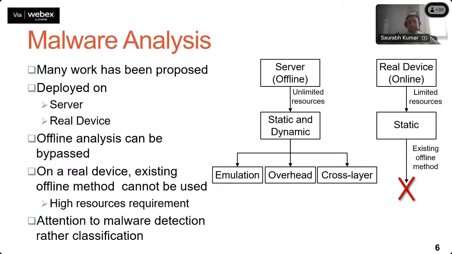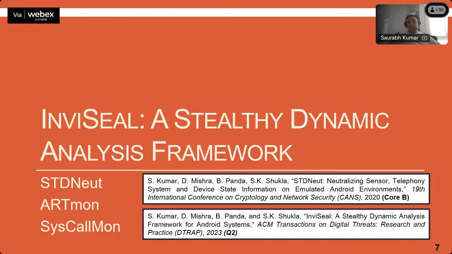Okay, so let's see what we can do. There was a framework that we developed some time long back, designed to provide a stealthy capability. It contains three core components: STNUT, Artmon, and Syscolmon. We will look at how we can design such an analysis system so that we can bypass most of the emulation detection attacks. And then finally, we built NVSeal using all these three components.